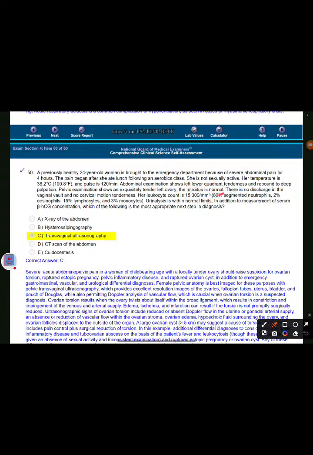The introitus is normal. There is no discharge in the vaginal wall and no cervical motion tenderness. Leukocyte count is 15,300 with segmented neutrophils, eosinophils, and monocytes. Urinalysis is within normal limits. In addition to measurement of serum beta-hCG concentration, the most appropriate next step in diagnosis is transvaginal ultrasonography. You see the ovaries well, and ectopic pregnancy.